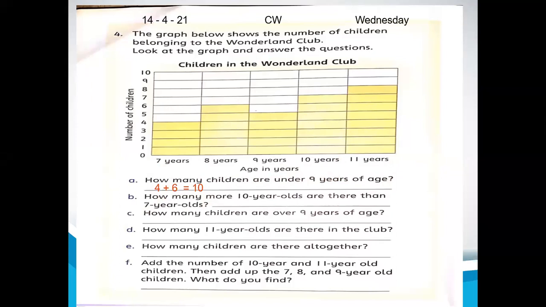You will add first of all this number of children 4 plus 6 and then you will write 10 because they have asked how many children are under 9 years of age. They have not asked how many children are here 9 years of age. They have asked under 9 years of age. That's why we are adding the children of 7 years and 8 years. Okay.